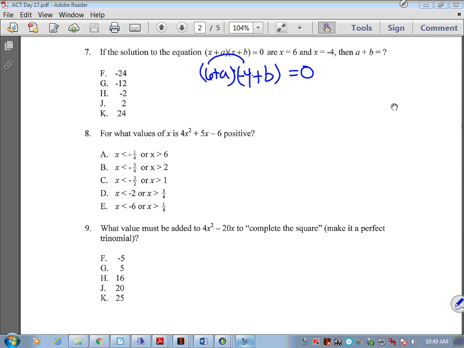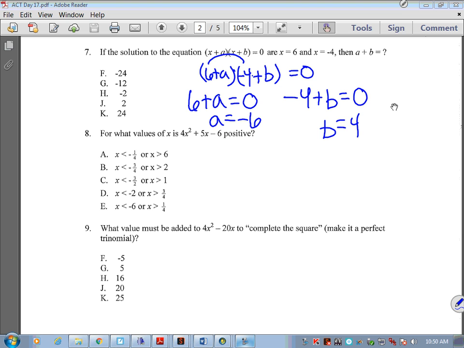Let's take 6 times -4, -24, right? Plus 6b plus -4a. You just set those both equal to 0. Yeah, you could do that, and that may be even a better way to do it. Thank you. So 6 plus a equals 0, so a equals -6. -4 plus b equals 0, so b equals 4, right?